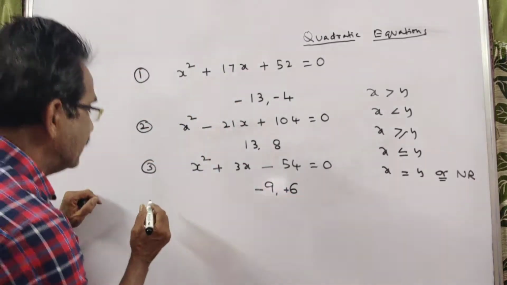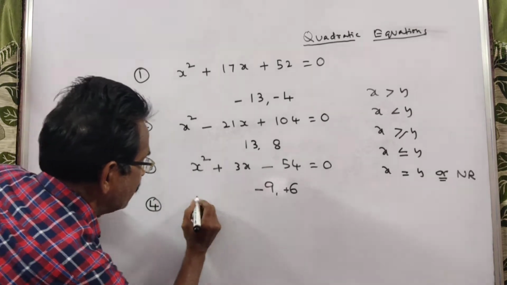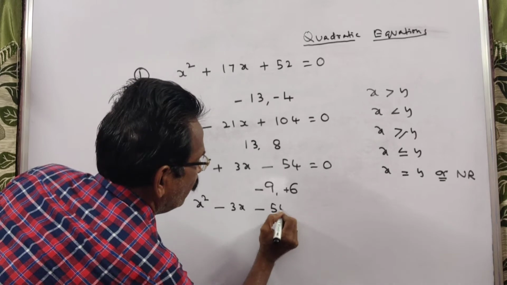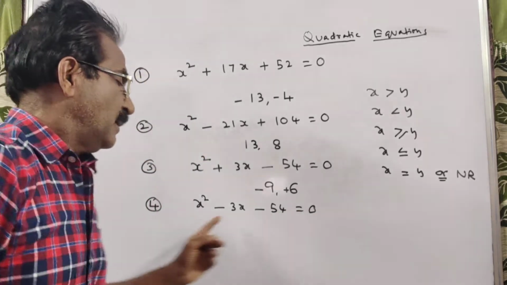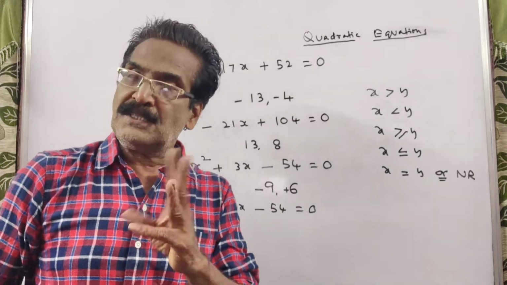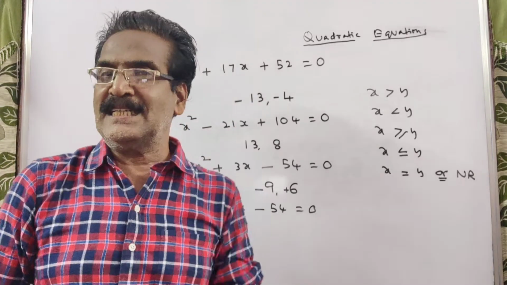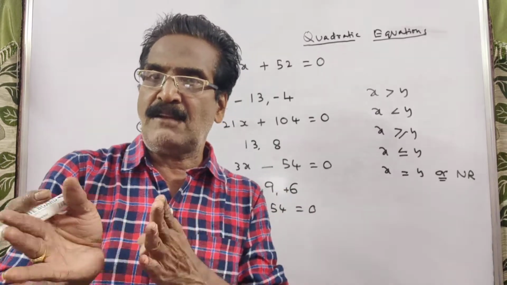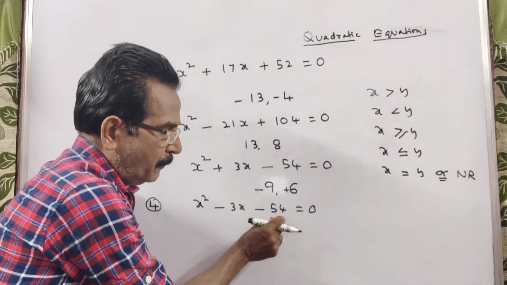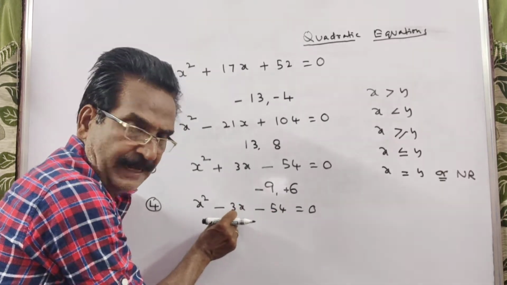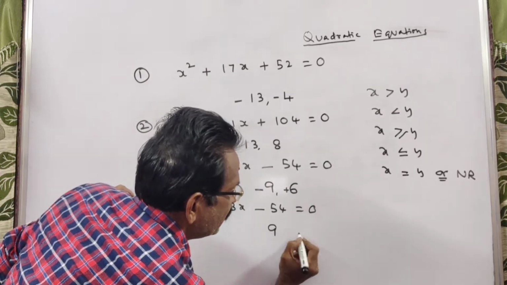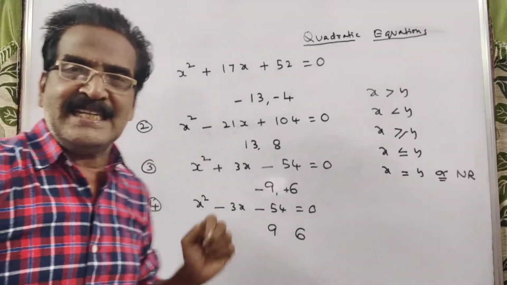Okay friends, let us see the fourth one. The same kind of equation: x square minus 3x minus 54 is equal to 0. This type of equation also will have two roots, and the two roots will have opposite signs. First let us see the numerical values of the roots. Here product 54, difference 3, 9 sixes are 54. So the numerical values are 9 and 6.